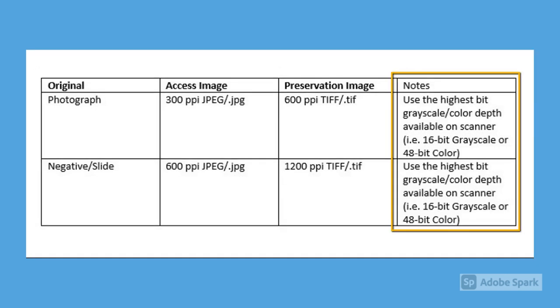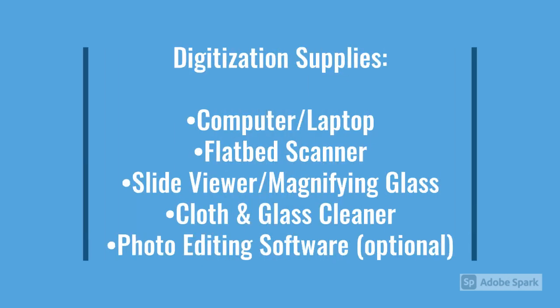Your scanner software might also allow you to choose an image type, such as 16-bit grayscale or 48-bit color. We recommend using the highest quality option available in order to accommodate more color shades. Before beginning your digitization project, be sure to have all your supplies ready to go.